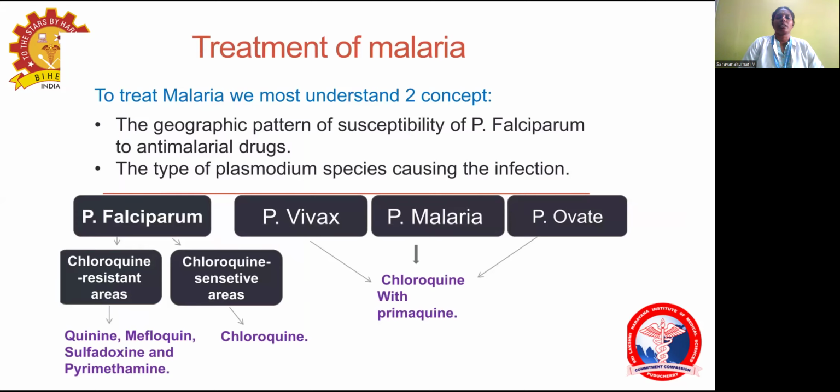We'll go on to the treatment. For the treatment of malaria, we should have two concepts for falciparum: chloroquine resistant and chloroquine sensitive. If it is chloroquine sensitive, then falciparum is treated with chloroquine. If it is resistant to chloroquine, then it is treated with quinine, mefloquine, sulfadoxine, and primaquine. Vivax, malariae, and ovale are treated with chloroquine along with primaquine.